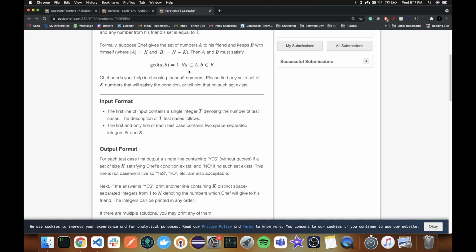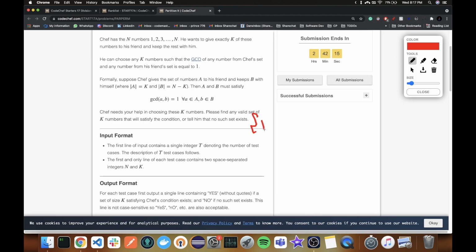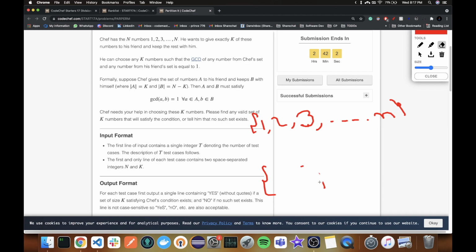Okay, so if we want such a set, right? Let's say this is the initial set 1, 2, 3 up to n. Let's say this is the set A. So let's say I put 1, which can go in any set, we don't care about it. Let's say I put 2 here. Then I remove this.